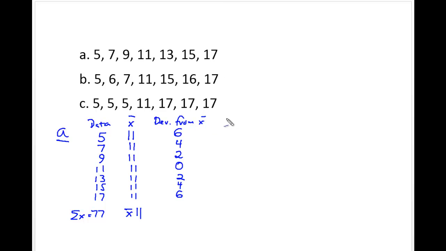Then what we're going to do is take the deviation from the average and square that. So this is 36, this is 16, 4, 0, 4, 16, and 36. Now I'm going to take the squared deviations and add them up. So 36 twice, 16 twice, 4 twice, and 0 once adds up to a total of 112. So this is the sum of the squared deviations.